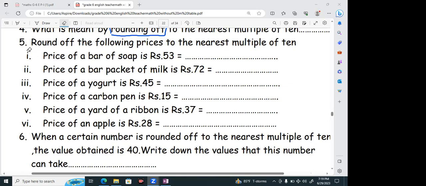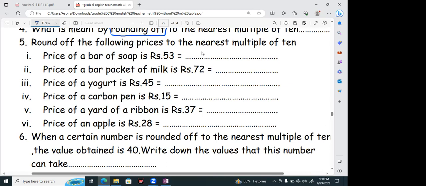Answer for the first part of the fifth question. 50 rupees. Okay. Then the second one? 70 rupees. Third one? 40 rupees. It is 45, you know.